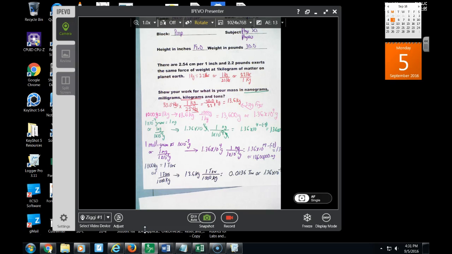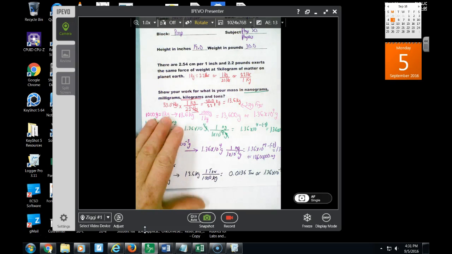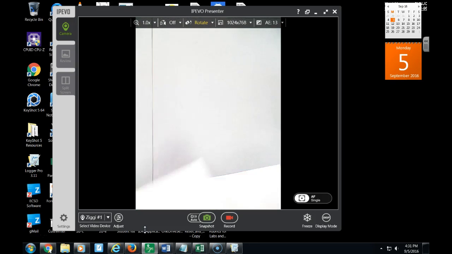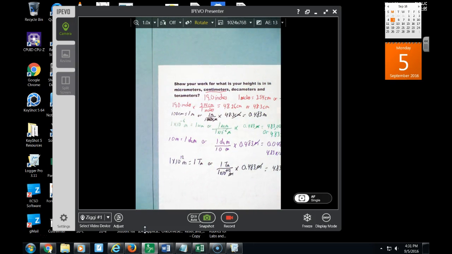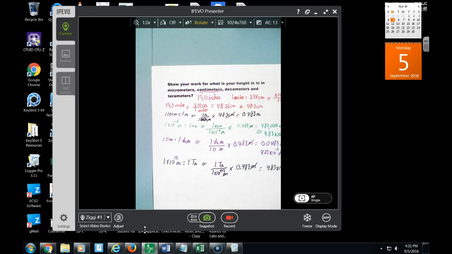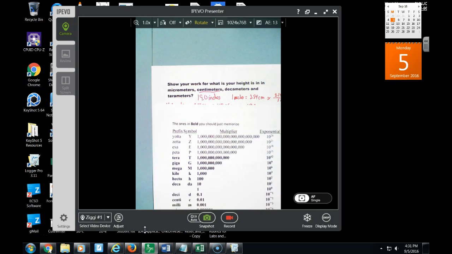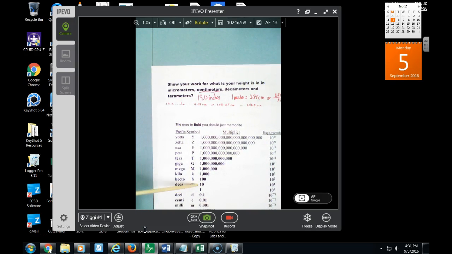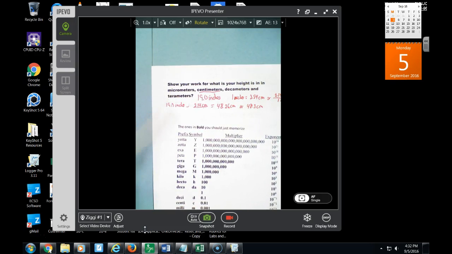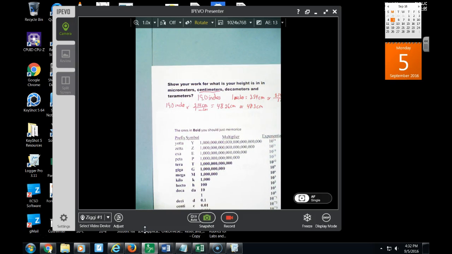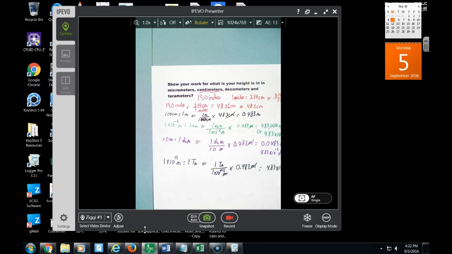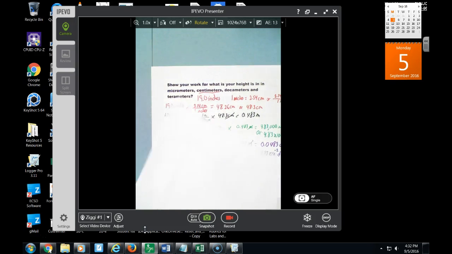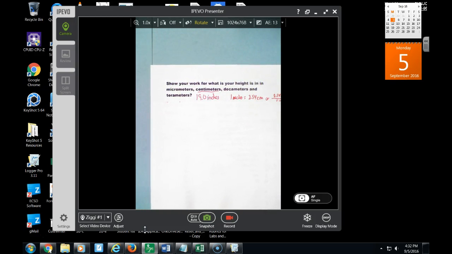Now I know I just did that in about 3 minutes flat, or 4. It might take you a little bit longer, but we'll have some time in class. Let's talk about our guy again. This time we're going to be doing centimeters in his height, which is 1/100th. We're going to be doing decameters, terameters, and micrometers, 1/1,000,000th.